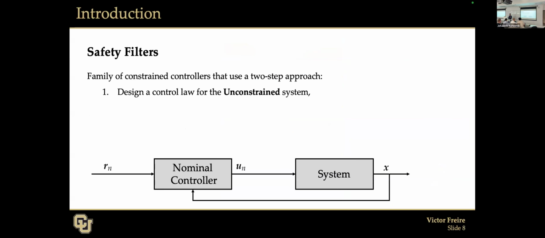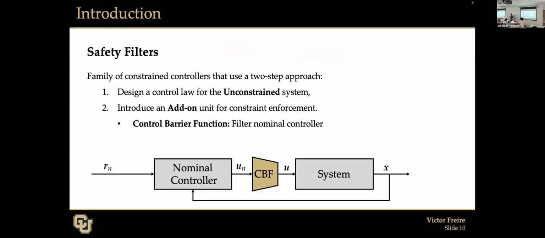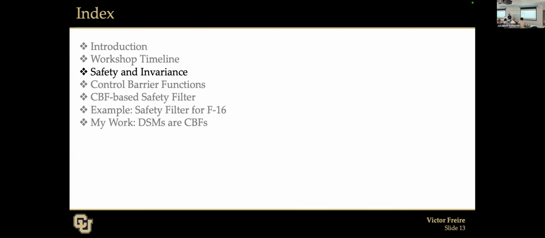So just to dig deeper into that, the safety filter approach, again, it's this two-step approach. First, you design a nominal controller for the unconstrained system, so without regards for safety. And then you introduce an add-on unit that will enforce the safety. And control barrier functions fit into this scheme. A control barrier function is like a safety filter that will take your nominal input and give you a safe input for your system. So that's the broad overview of kind of where CBFs fit within the broader control literature.